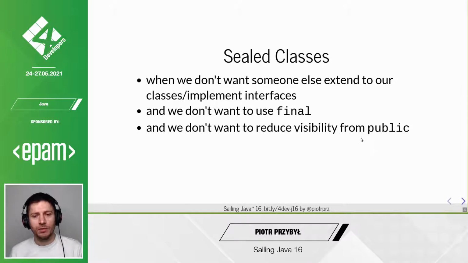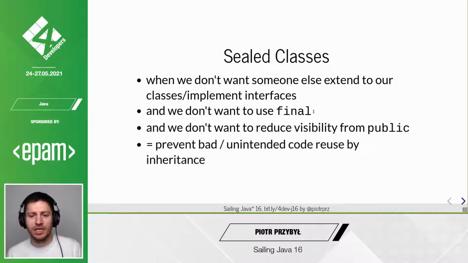So now we see that the concept of visibility and extensibility of a class become two orthogonal concepts, like they shouldn't depend on each other. And the current rules, of course, with public and final stay in Java, nothing changes here. It's just that now we have a way to prevent bad or unintended code reuse by inheritance.